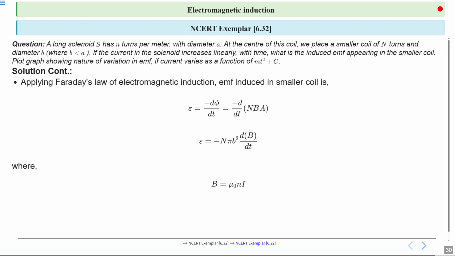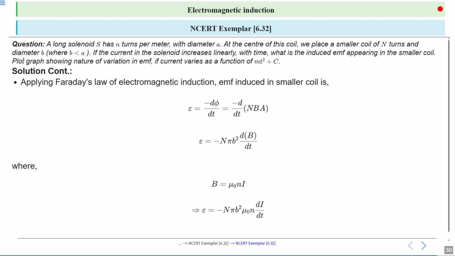Where B is equal to mu naught n I, so we'll put this. So epsilon equal to minus n. The number of turns per meter is also constant for a long solenoid, and mu naught is also constant. So mu naught n will come out of the derivative, only the current will remain in the derivative. So epsilon equals minus n pi b square mu naught n di by dt. This is the expression for the first part of the question: if the current in the solenoid increases linearly with time, what is the induced EMF appearing in the smaller coil? So this is the EMF induced in the smaller coil.